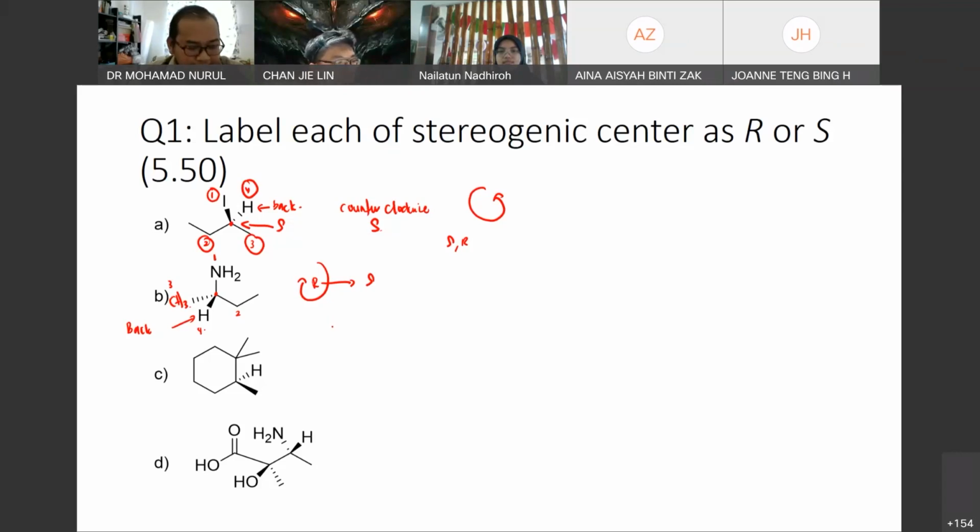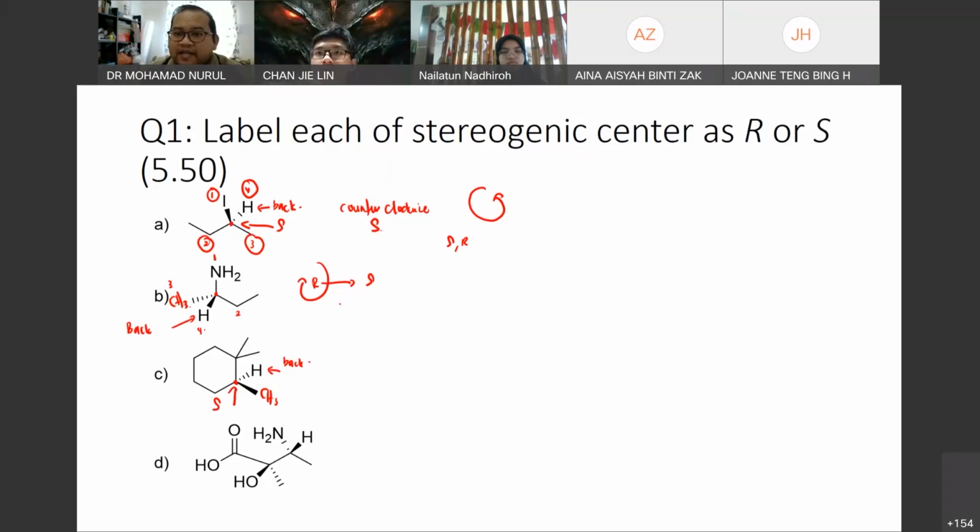The rule is stated there. So for the next one, we have one. This one is a CH3. Again, you have to make sure this one is at the back. This one should be the S configuration.